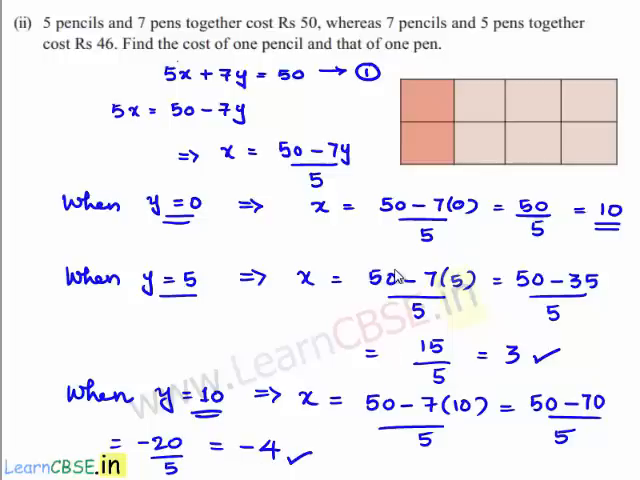So let us tabulate the found out values in the tabular form. So here I write x and here y. Now when y is equal to 0, the value of x is 10. When y is equal to 5, the value of x is 3. Now when y is equal to 10, the value of x is minus 4.